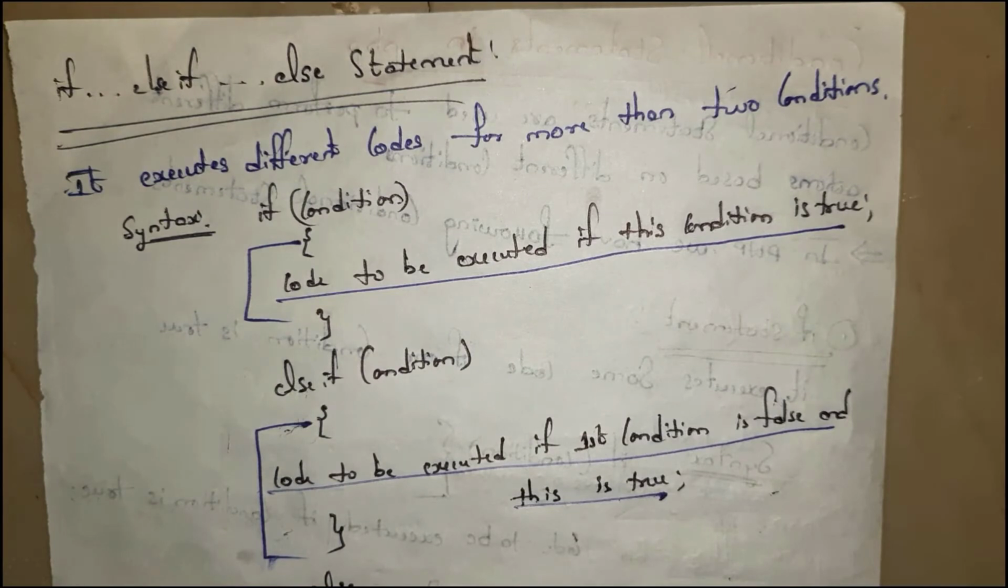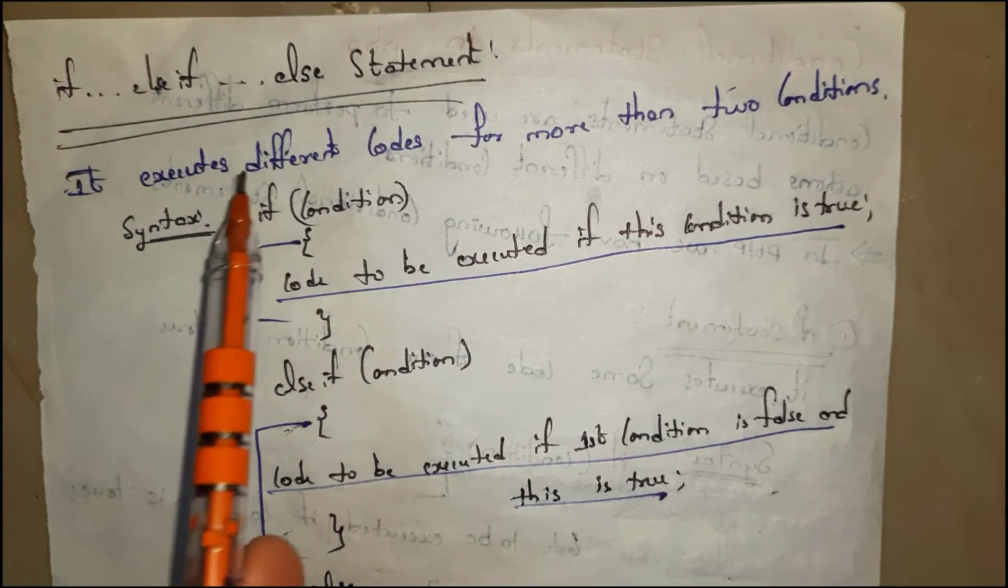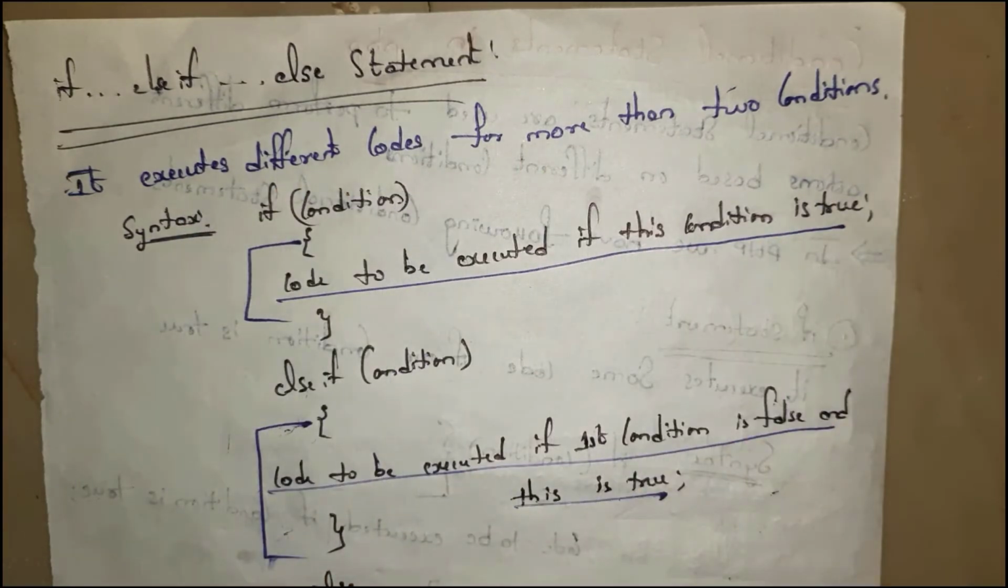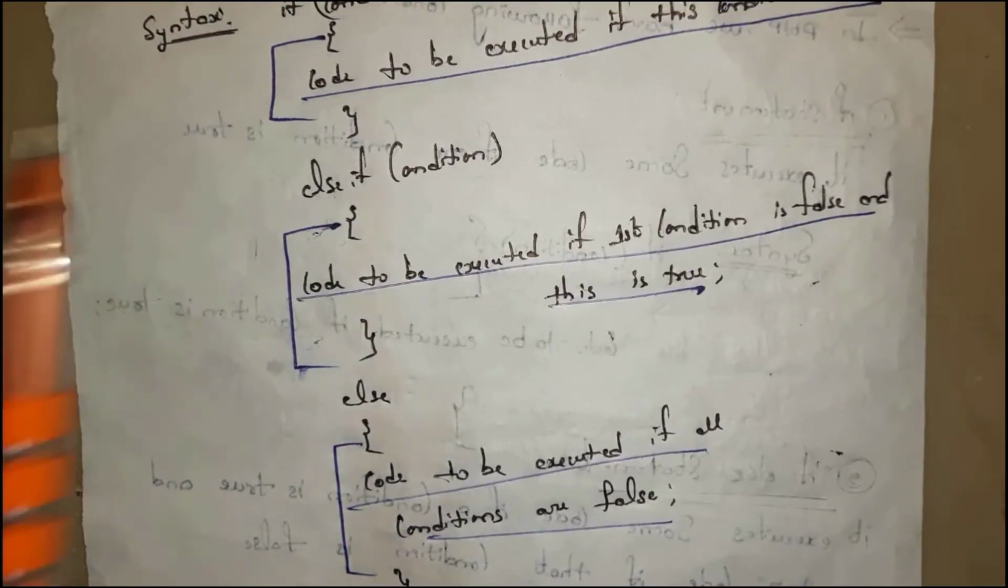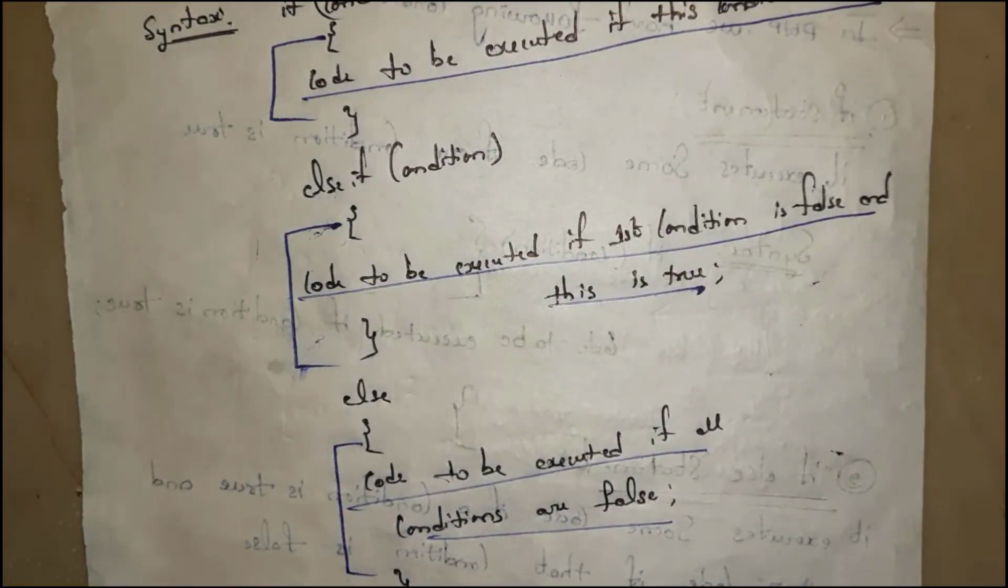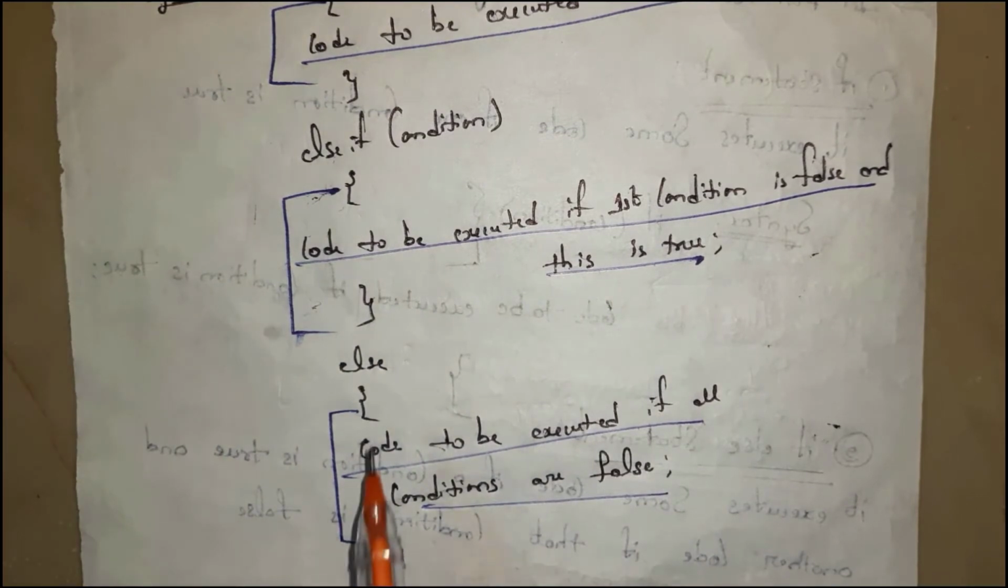Third one is else if statement. Else if statement executes different codes for more than two conditions. See, that means, for example, there is a group of statements, in that only one statement is going to get executed based on the condition. See the syntax. If condition, this code is going to get executed, else this code is going to get executed. See, if both are false, then the statement which is present in else is going to get executed.